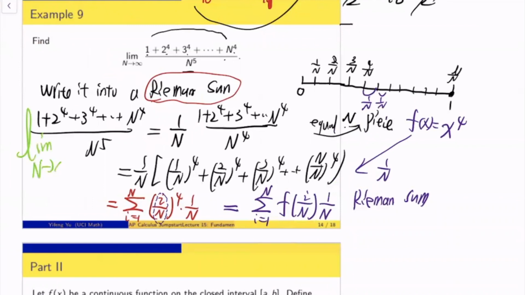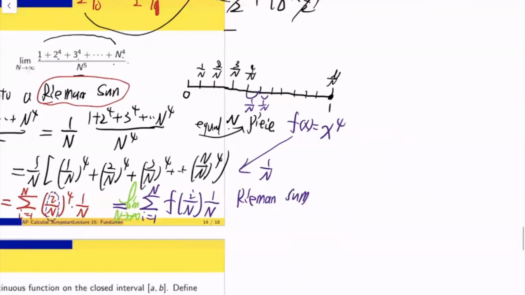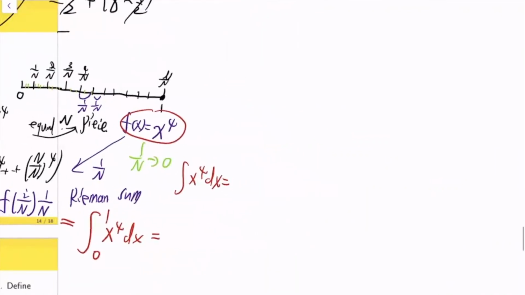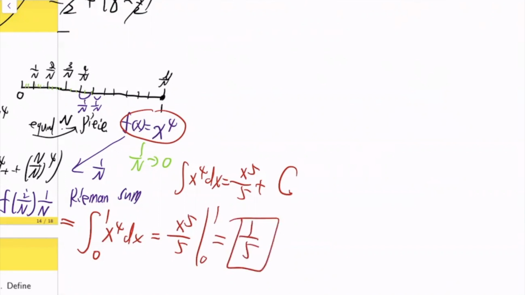Now, what we want to do is set the limit, n going to infinity. If you let n go to infinity, you just get more and more equal pieces, and the step size goes to 0, right? And this is a continuous function, so we know eventually it should converge to the integral from 0 to 1 of x^4 dx. That's by the definition of a Riemann integral. And of course, we know how to calculate this. The antiderivative of this function will just be x^5 over 5, plus a constant. Evaluated at the two endpoints, it will be 1 over 5.